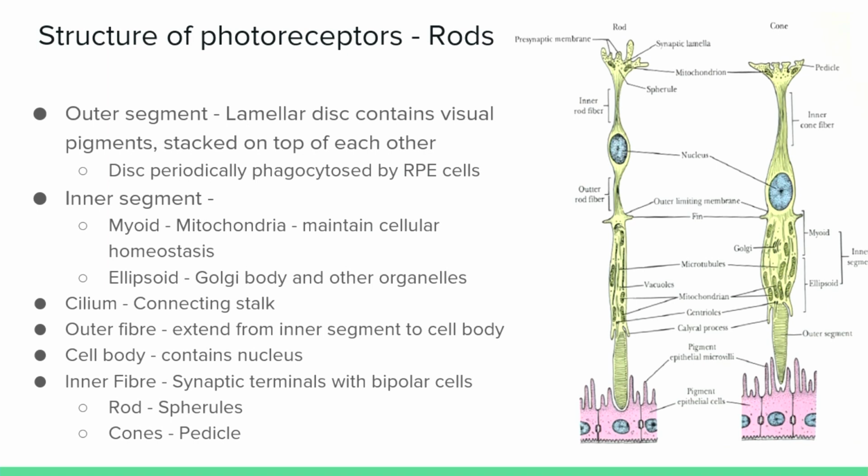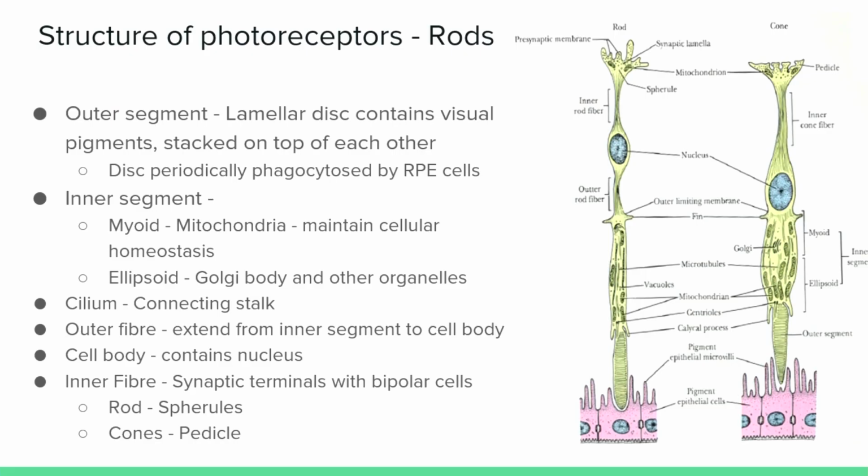The outer segment contains the lamellar disc, which contains the visual pigment stacked on top of each other. This disc is periodically phagocytosed by the RPE cells, which are responsible for their renewal also. The inner segment contains the myoid and ellipsoid.